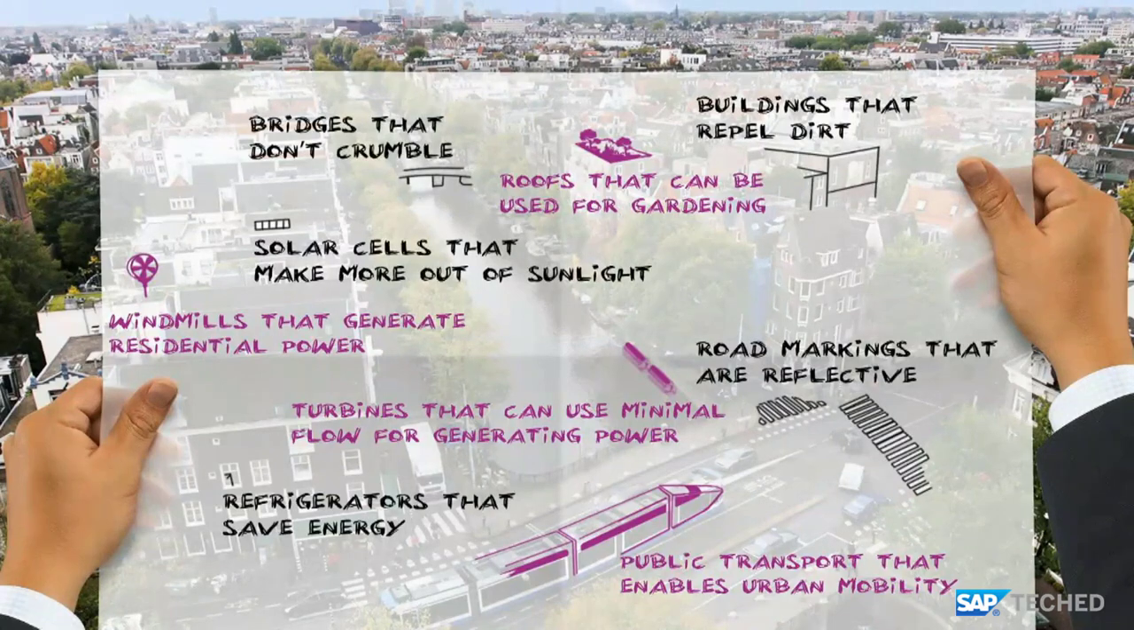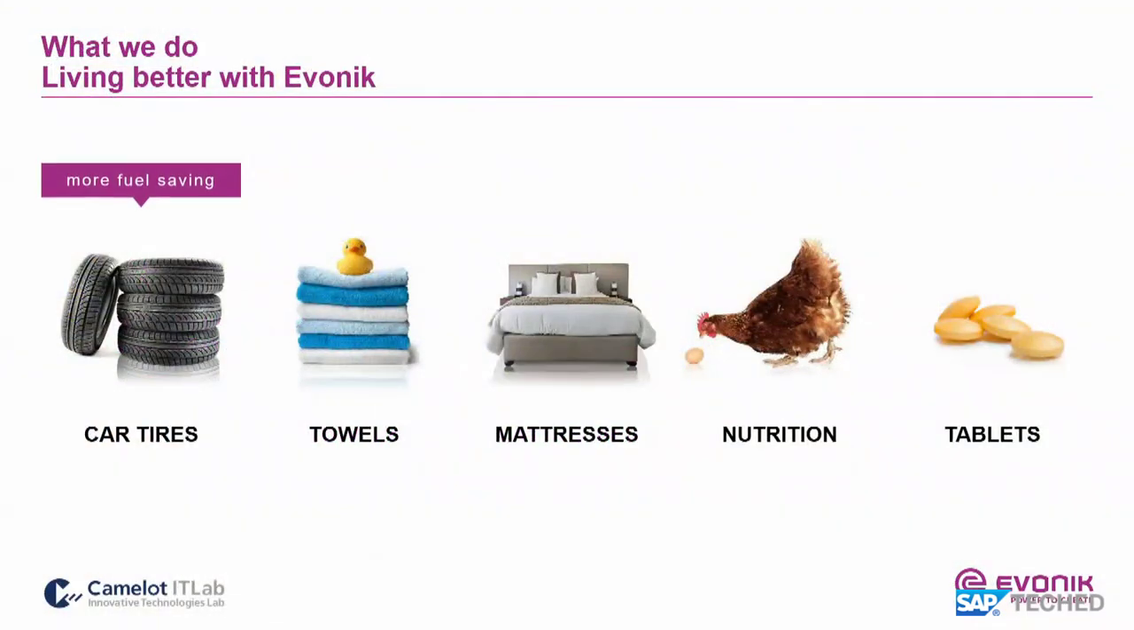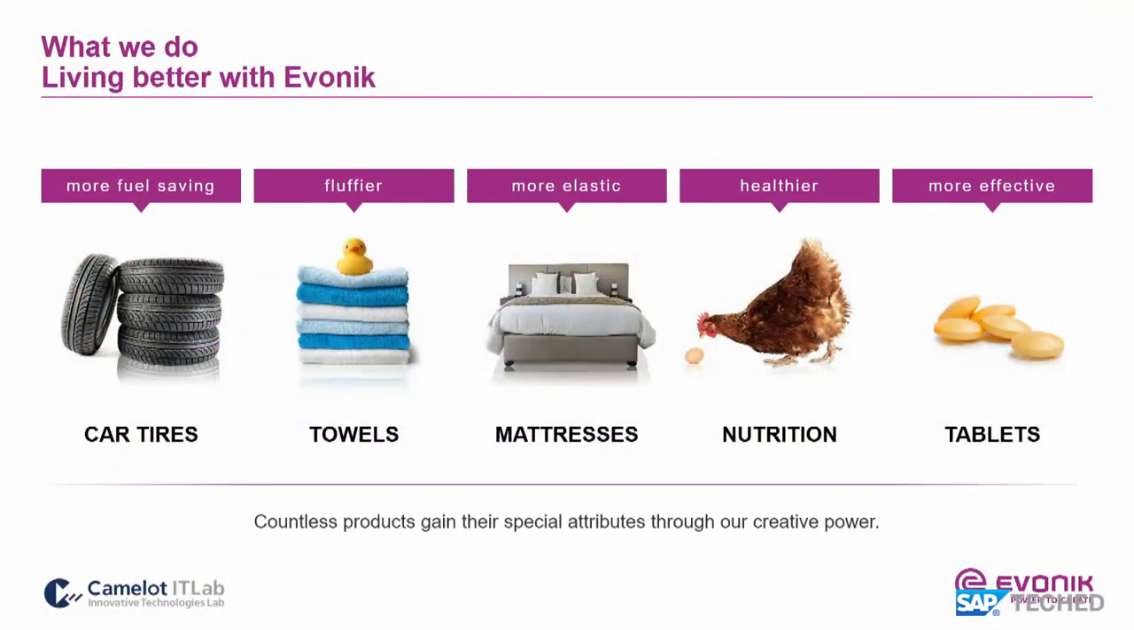So I think it is clear that Evonik is within the B2B market, and we are a chemical company. So we are not selling car tires or towels or mattresses or pet food or tablets. Our products help to produce a certain characteristic or certain properties for those products. For example, our products help to make towels fluffier or help tires to save energy.